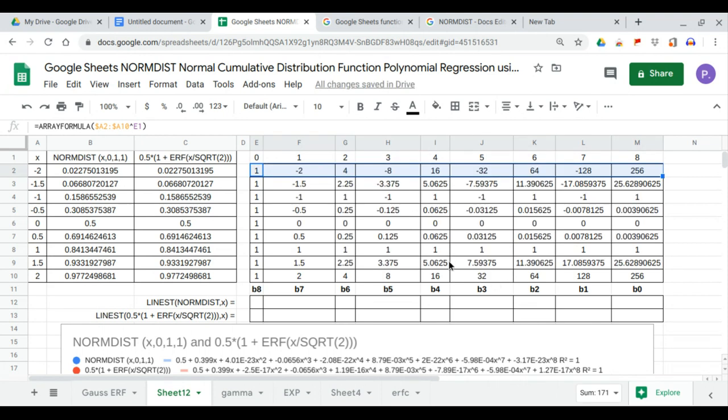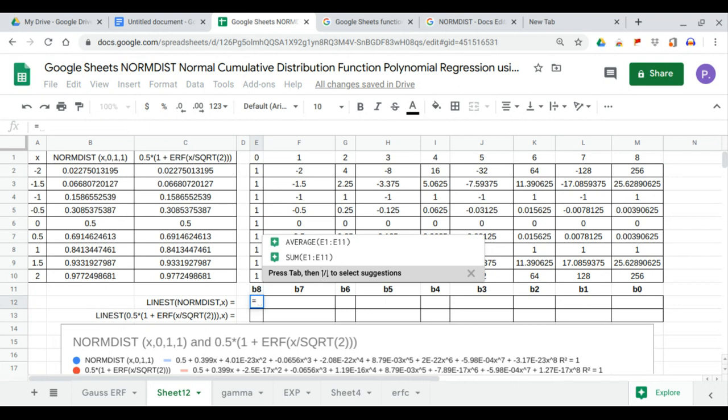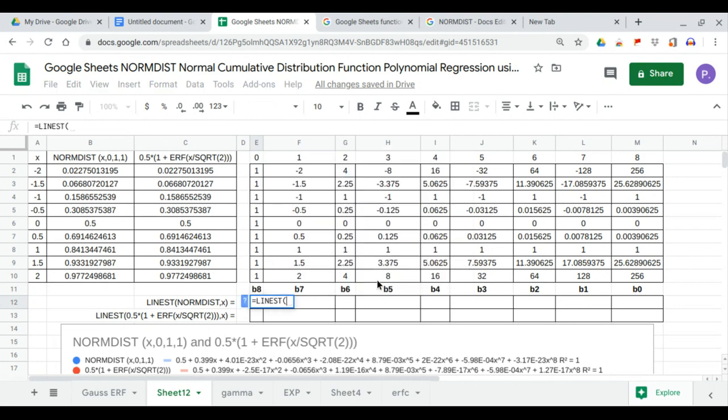Now that we have the 1 comma x matrix, we can enter the LINEST of data y for the normal distribution, data y, and data x. You'll notice the value B0 matches the trend line, 0.5, B1, 0.398, rounded up as 0.399. B2 is 0 because this is very small, 4 times 10 to the minus 23.